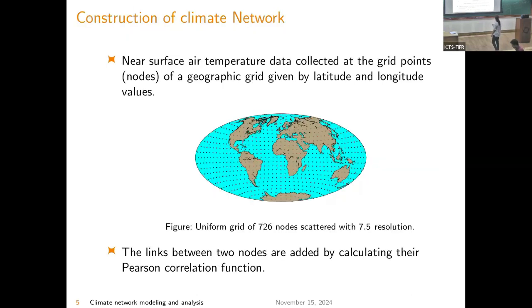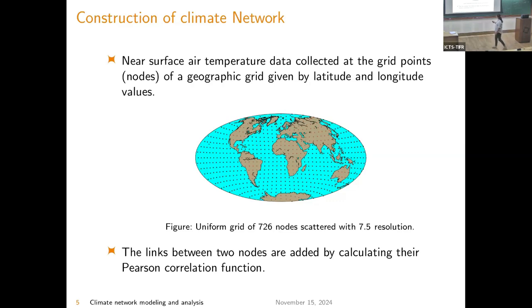So let's start from the beginning. Now we have nodes at various points because we have this data set. In my case, I have taken the European Centre for Medium-Range Weather Forecasts reanalysis data set of near atmospheric temperature, which is at 1000 hectopascal. So it is at 1 atmospheric pressure, which is very near to the sea surface.